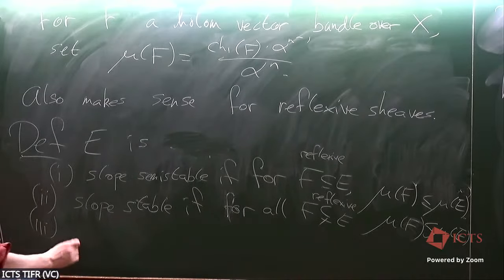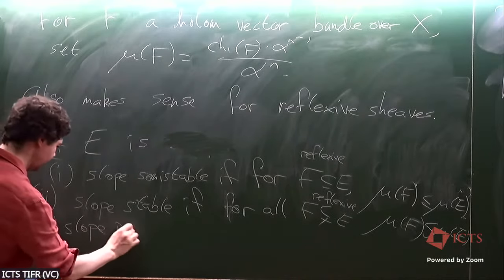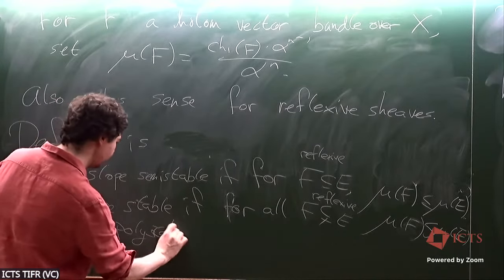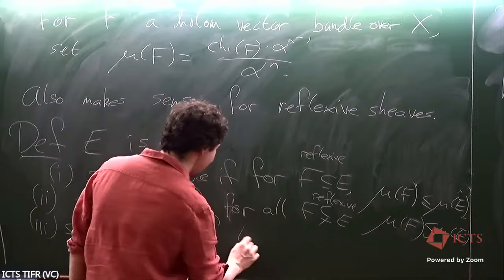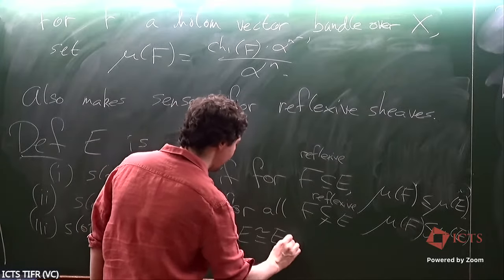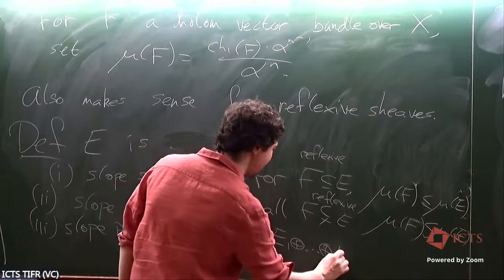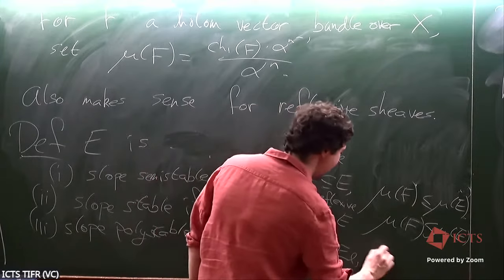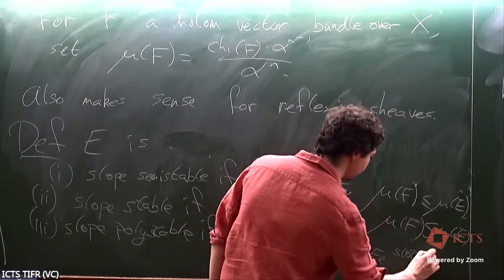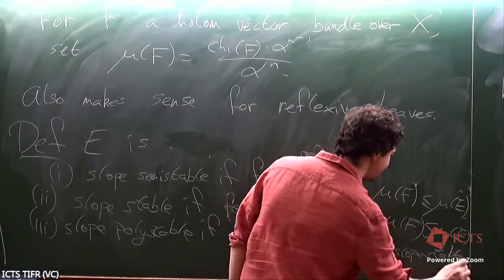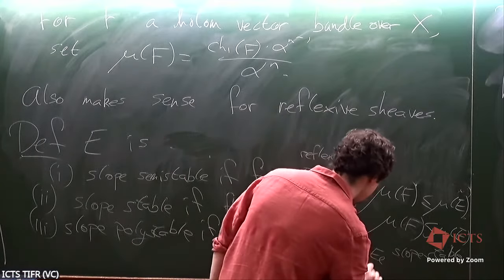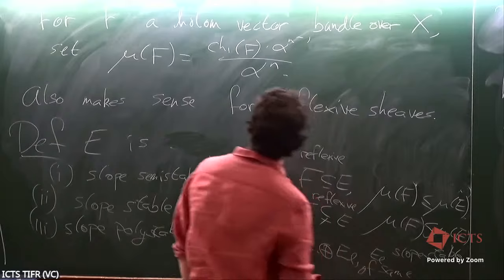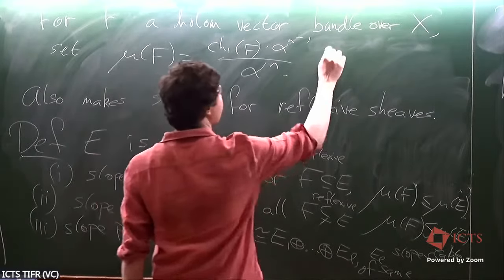And one more, slope polystable. This basically means a slight refinement of slope semi-stability that's a generalization of slope stability. So if E is a direct sum of E1 up to EL, where the Ei are slope stable with the same slope. So that's required to make sure that polystable implies semi-stable of the same slope.